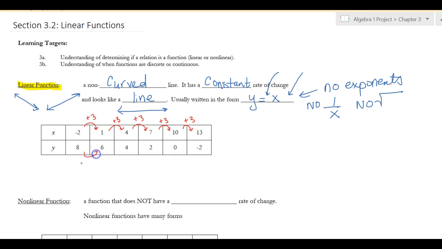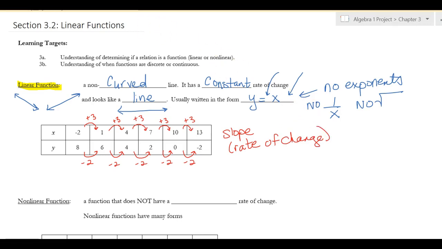So to get from 8 to 6, I'm -2. 6 to 4, I'm -2. And so each of these are -2. And so since both of them have a constant change, that's called your constant rate of change, then that is a linear function. And that rate of change is called the slope. And we will spend some time talking about slope later.